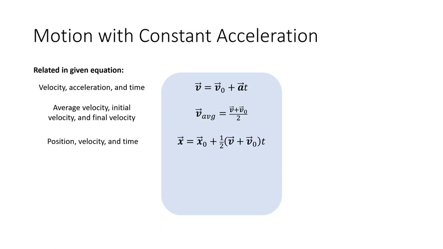Position, velocity, and time. So my final position x is equal to my initial position x naught plus 1/2 of my final velocity plus my initial velocity multiplied by time. Second to last equation here, position, initial velocity, and acceleration, as well as time, are all related through the equation final position x equals initial position x naught plus initial velocity multiplied by time plus 1/2 the acceleration times time squared.